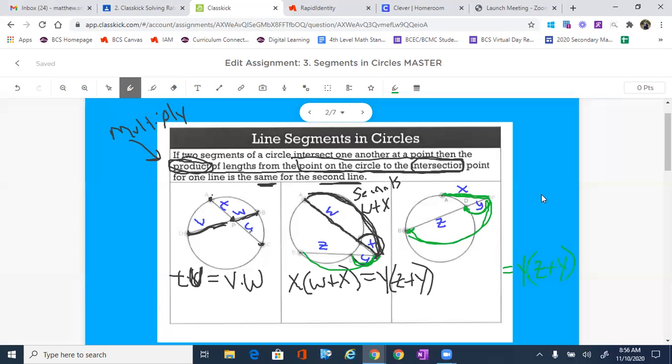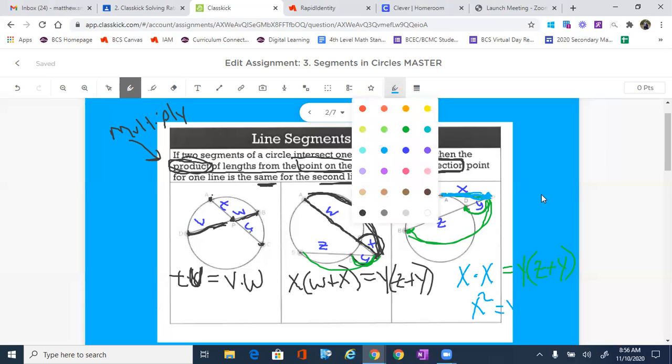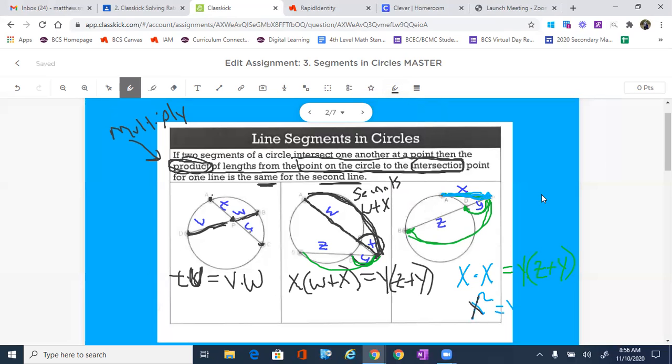But because we have this tangent right here, we're going to end up counting this one twice. So that X right there is going to get counted twice. We're going to say that this is from A to P, which is going to be X times X, or the tangent squared, equals Y. X squared equals Y times Z plus Y.